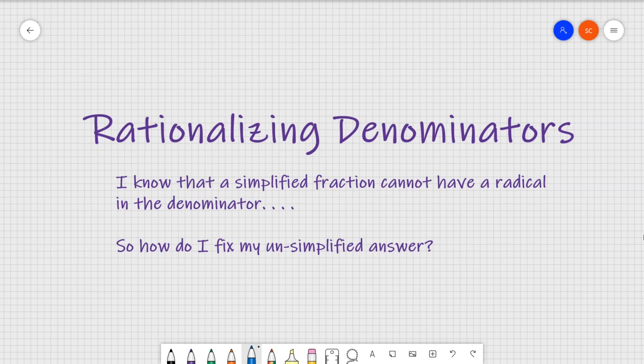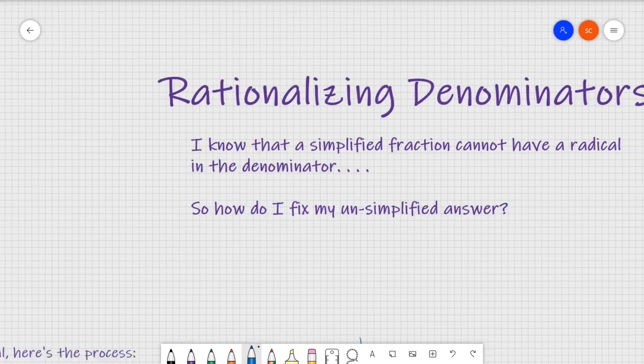Here's a great question about simplifying final answers. We know that a simplified fraction cannot have a radical, a square root, cube root, that sort of thing, in the denominator. So how do we fix these unsimplified answers so that they are fully simplified?